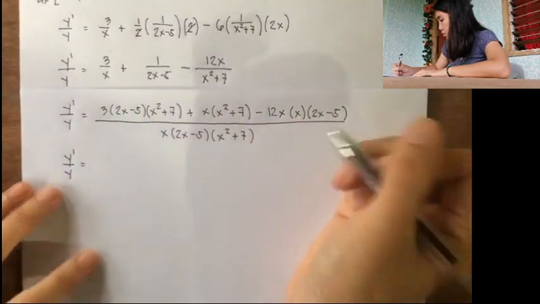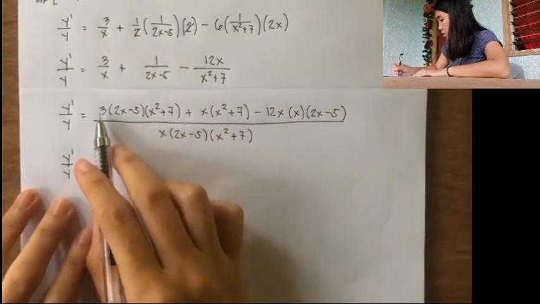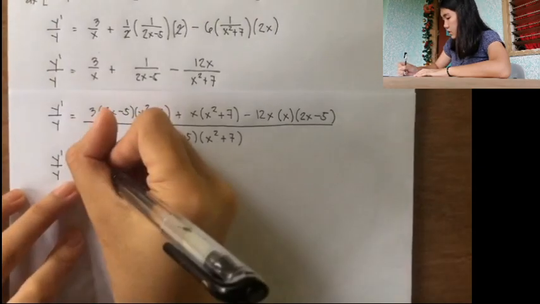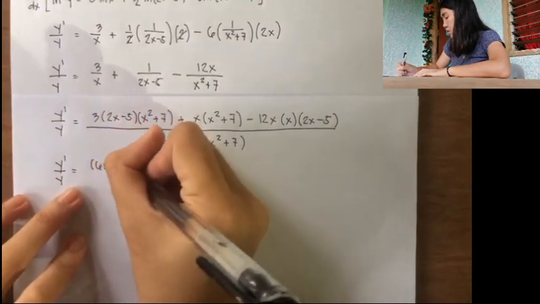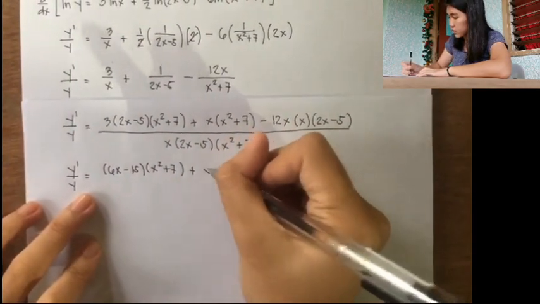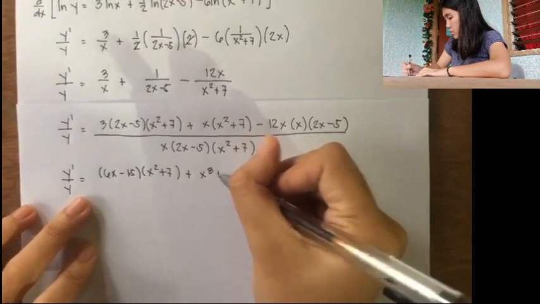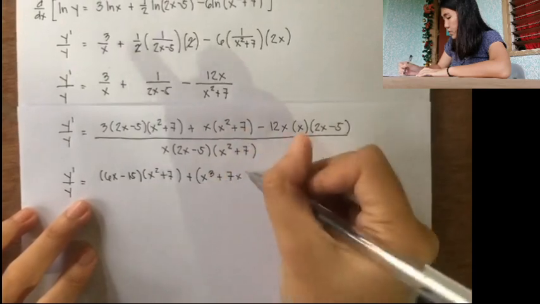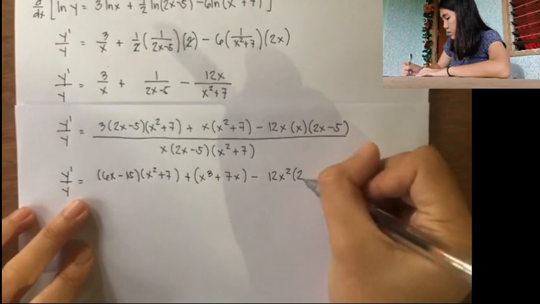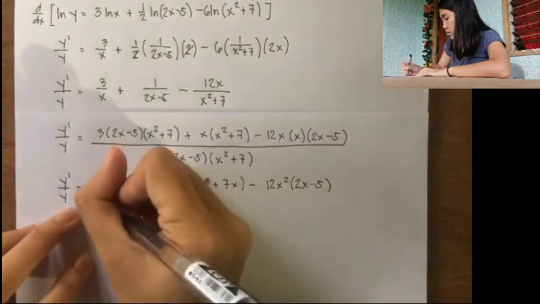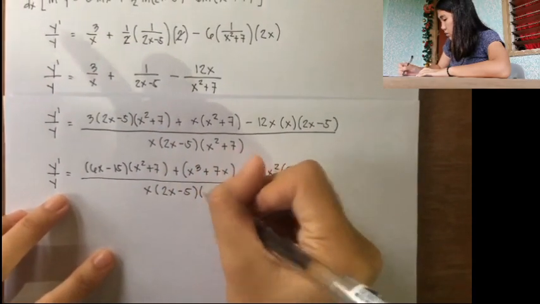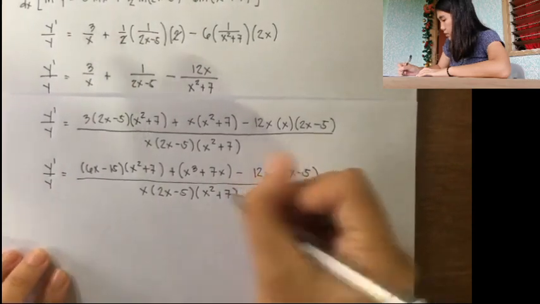Simplify it again. Y prime over y. We multiply these 3, but first we multiply these 2. 3 times 2x minus 5 is 6x minus 15, copy the x squared plus 7, plus x times x squared plus 7 is x cubed plus 7x, minus 12x squared plus x, and copy the 2x minus 5 over x times 2x minus 5 times x squared plus 7.